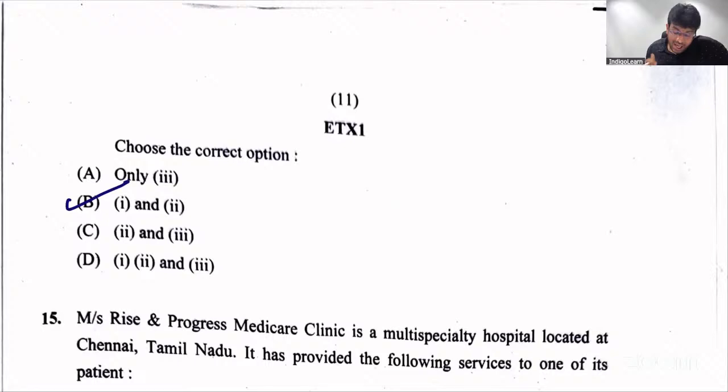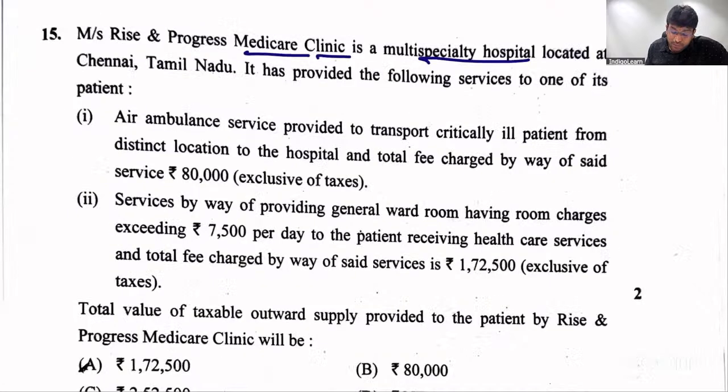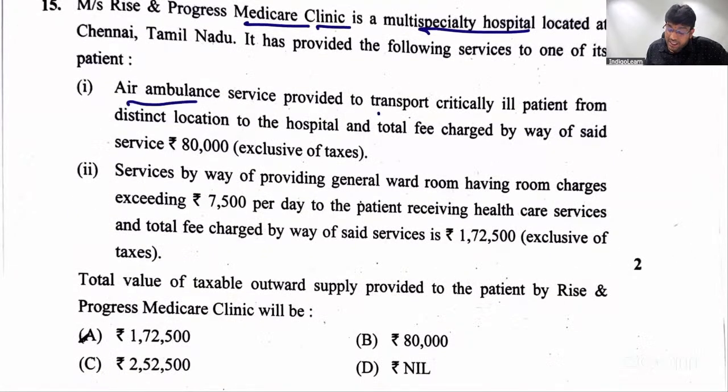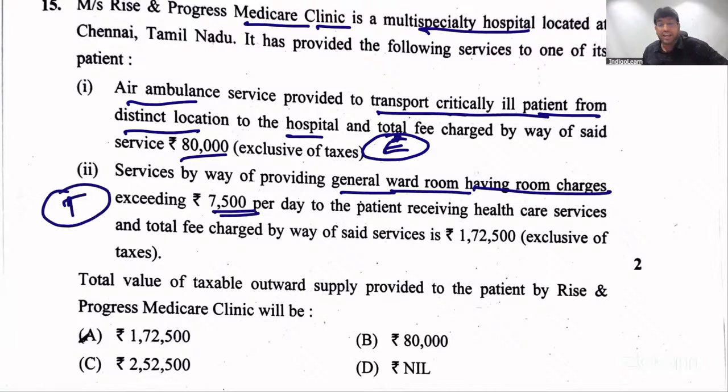Next. Rise and Progress Medicare Clinic is a multi-specialty hospital. It has provided air ambulance service to critically ill patients from a distant location to the hospital, and the fee charged is 80,000. This is exempt. No doubt about it. Air ambulance service is also exempt. Service by providing general ward room charges is 7,500 per day. If it is 7,500 per day, it is taxable, where the room tariff is more than 5,000 per day.